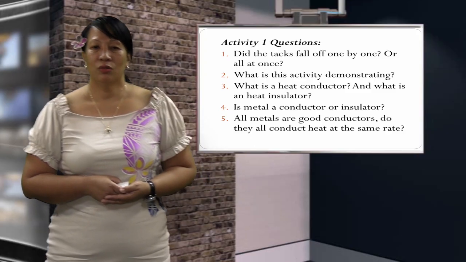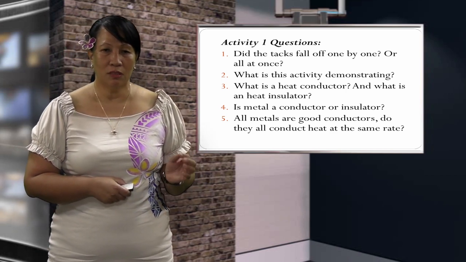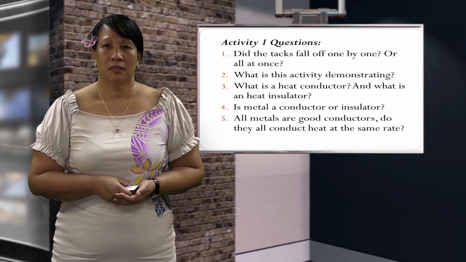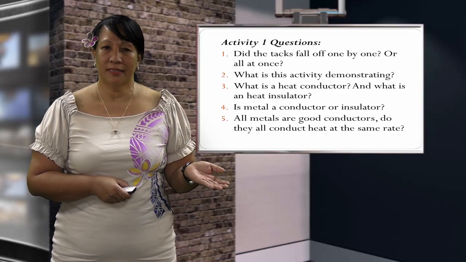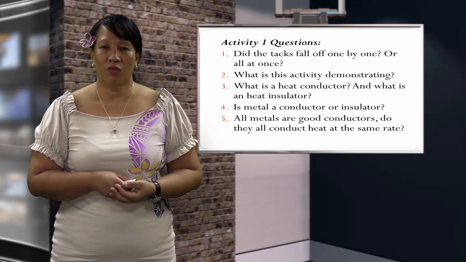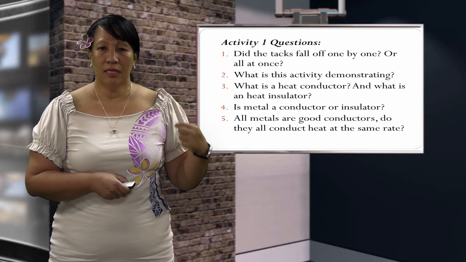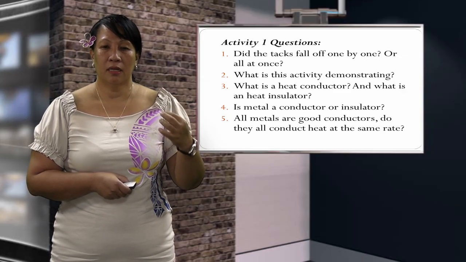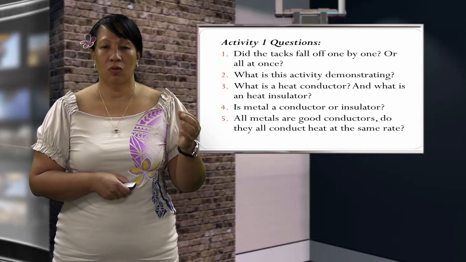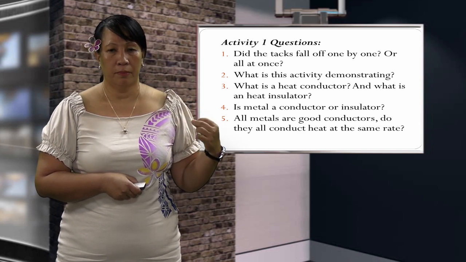Of course, you saw that the tacks fall off one by one, not all at once, but one by one. What is this activity demonstrating? Now, you learned from our previous lesson, this is heat conducting, right? Heat is being transferred from one end of the metal rod, going down along the length of the metal rod, and as the heat is transferred, the tacks or the drawing pins fall off one by one.